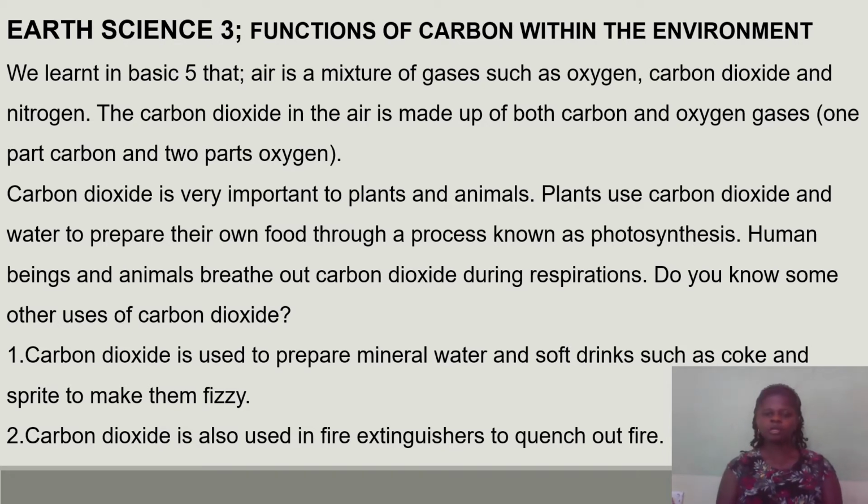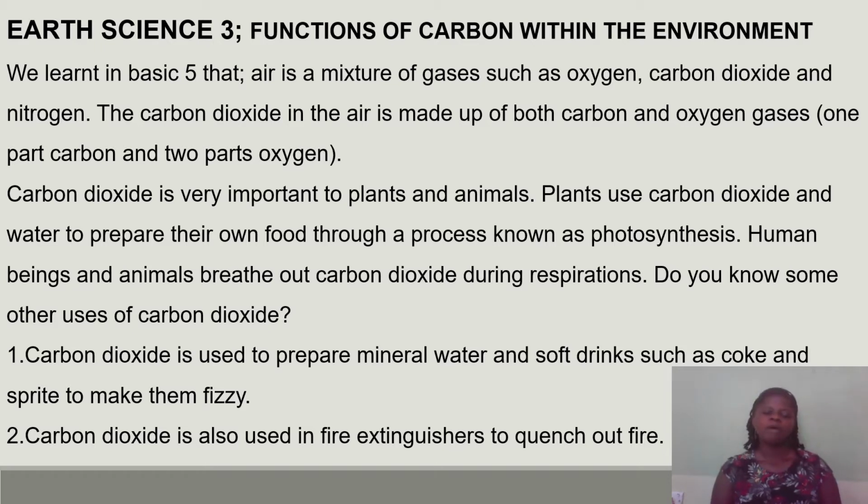Plants use it and water to prepare their own food through photosynthesis. Human beings and animals breathe out carbon dioxide during respiration. Do you know some other use of carbon dioxide?